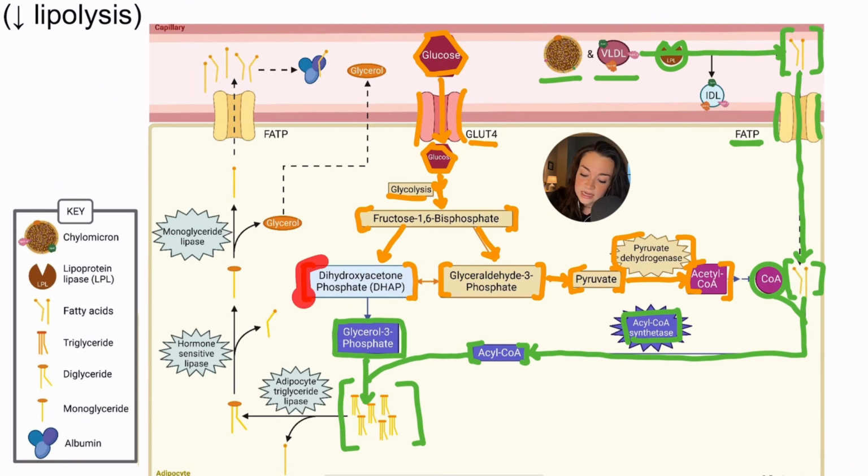But then that DHAP, not only can it turn into that glyceraldehyde 3-phosphate, but it can turn into a glycerol 3-phosphate. That glycerol 3-phosphate is what we're interested in for the purpose of lipogenesis because it's going to become the glycerol backbone of this storage triglyceride. And it'll combine with that acyl CoA.